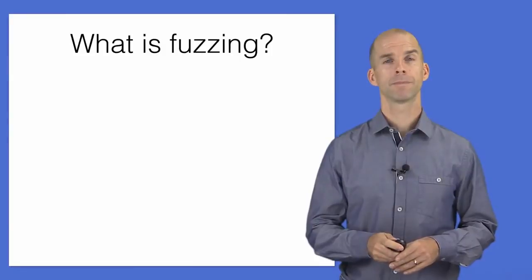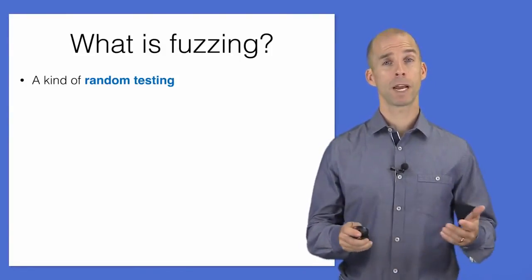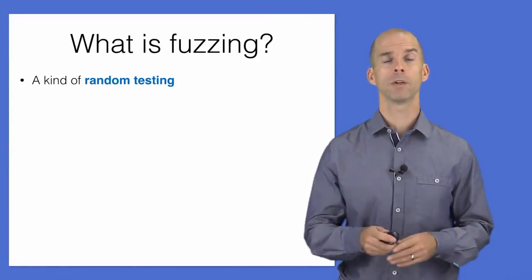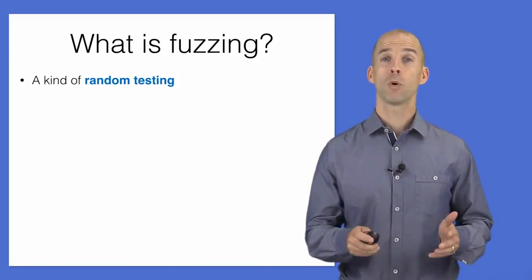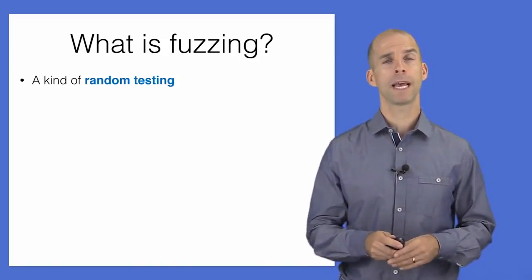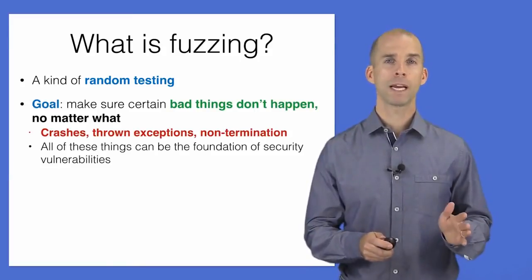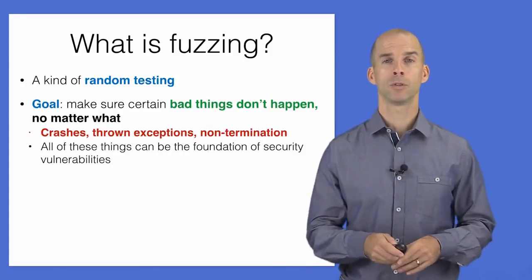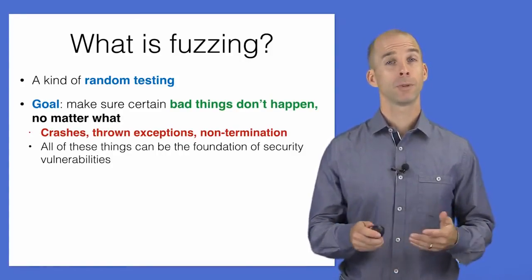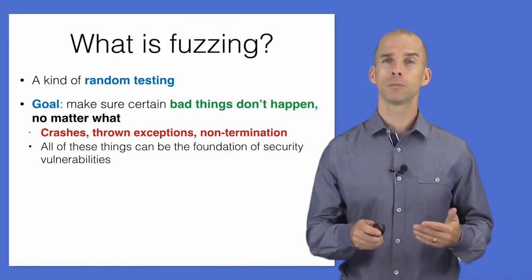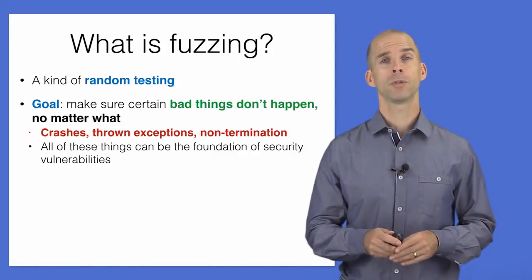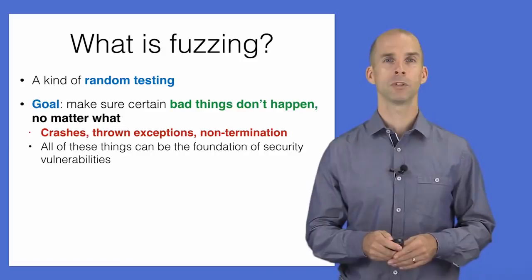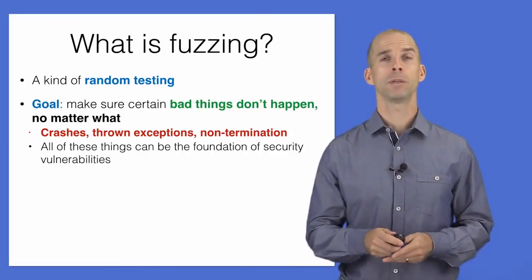What is fuzz testing? Fuzz testing is basically a kind of random testing, which is a kind of testing in which inputs for a test case are generated randomly or semi-randomly. The goal of fuzz testing is to make sure that bad things don't happen. By bad things, I mean crashes, such as due to memory errors or uncaught exceptions, or hangs due to non-termination. As we have seen, memory errors often correspond to exploitable vulnerabilities, and thus are security critical. Non-termination is also a security problem since it can create a denial of service.